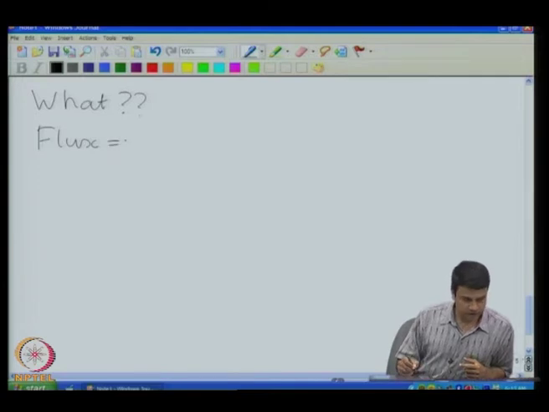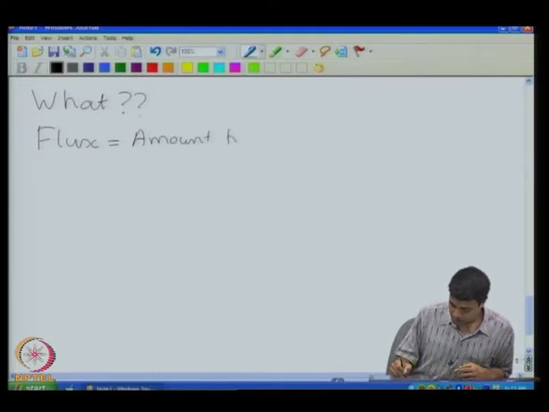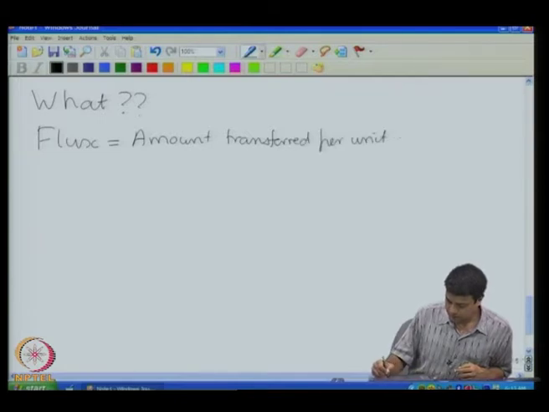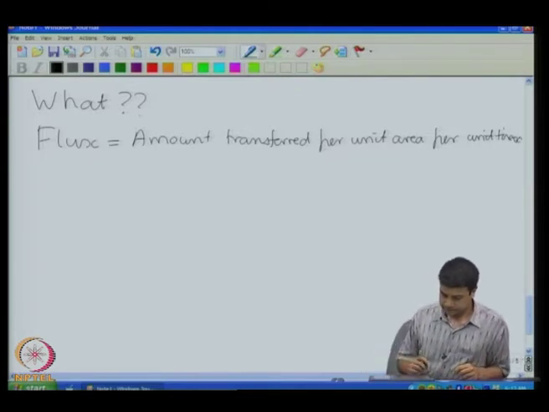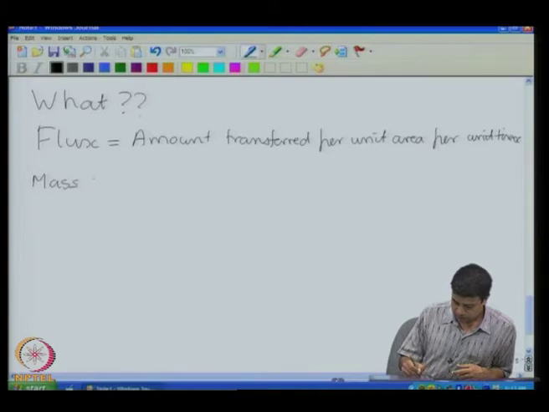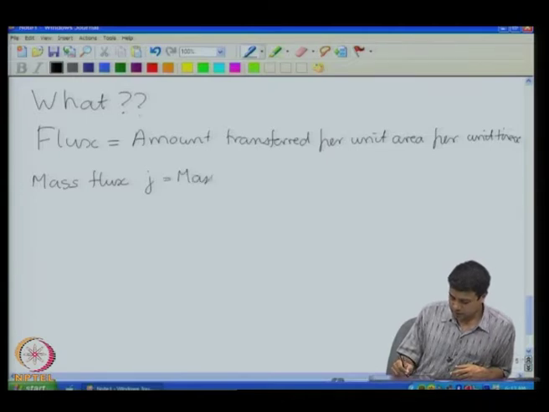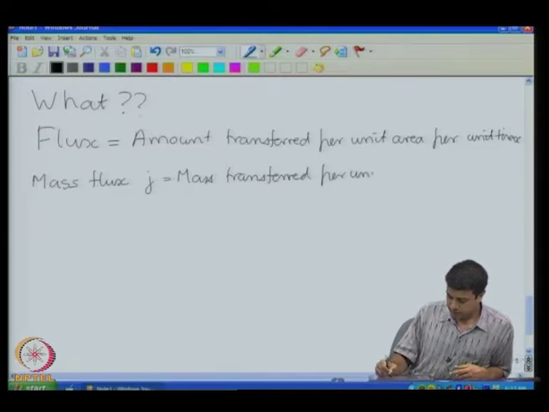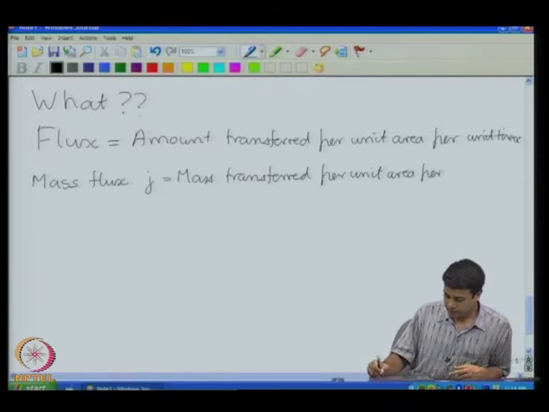which is defined as amount transferred per unit area per unit time. So this will be the fundamental quantity. So, the mass flux, usually written with the symbol J, is the mass transferred per unit area per unit time.